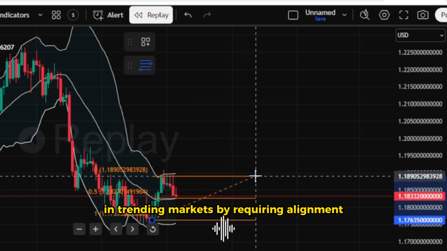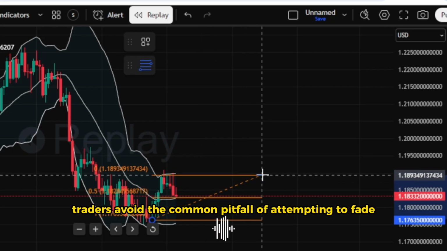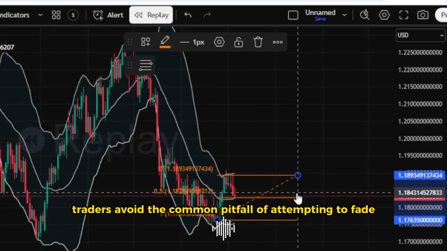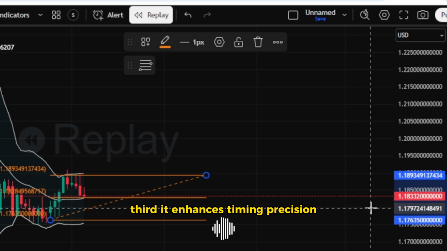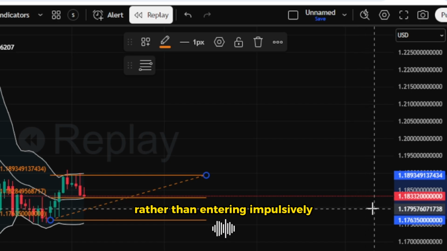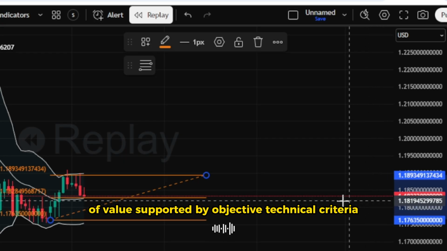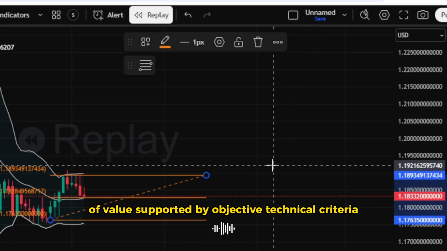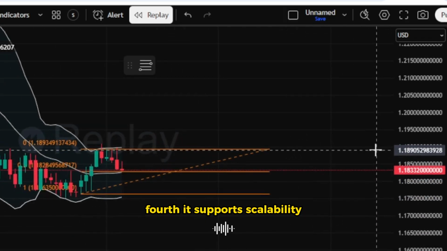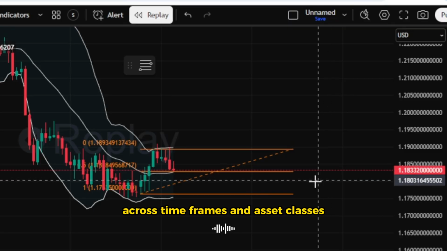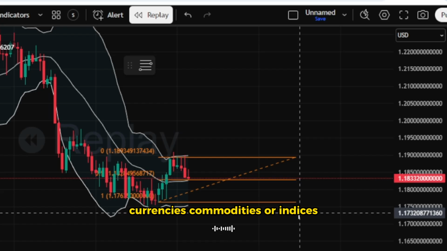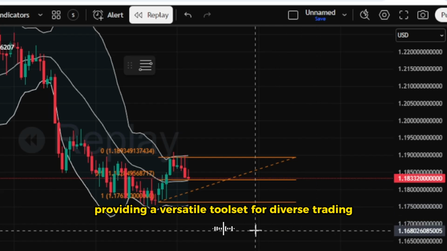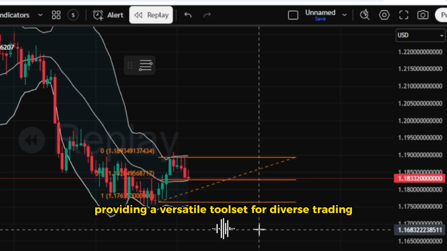Second, it filters out counter-trend signals that often lead to losses in trending markets. By requiring alignment with the exponential moving average, traders avoid the common pitfall of attempting to fade strong trends prematurely. Third, it enhances timing precision. Rather than entering impulsively or based on vague sentiment, traders wait for price to interact with known areas of value supported by objective technical criteria. Fourth, it supports scalability across timeframes and asset classes. Whether applied to equities, currencies, commodities, or indices, the principles remain consistent, providing a versatile toolset for diverse trading styles.